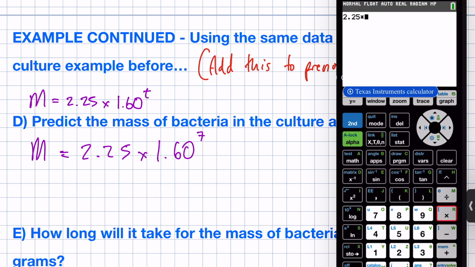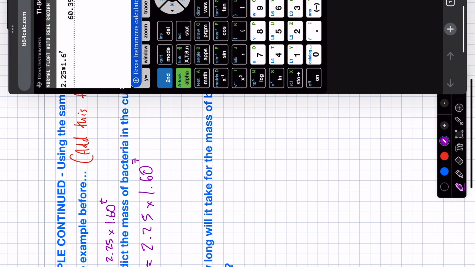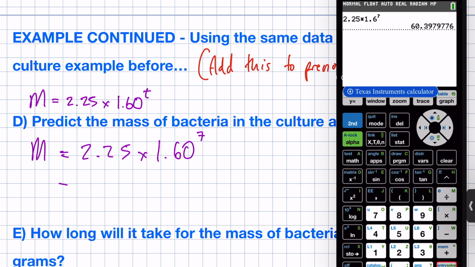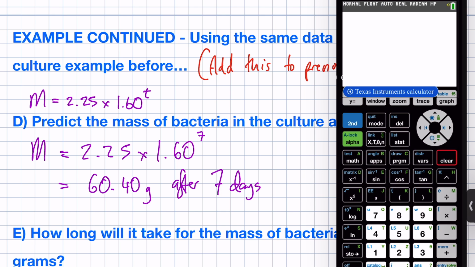2.25 times by 1.6 to the power of. That little hat symbol above the divide sign is the power of, this one here, the one that's highlighted in red. That's how we raise something to the power of in this calculator. To the power of 7. So that's telling me that the mass of bacteria is going to be 60.40 grams after 7 days. So hopefully that shows you why the instructions for that version of the question were not so long. Just replace the power with the number.